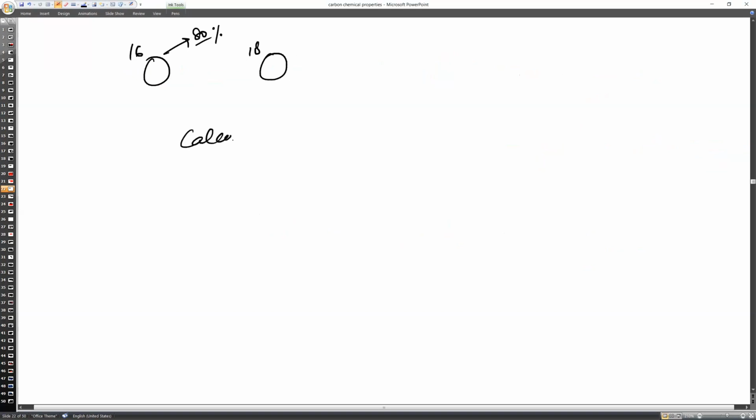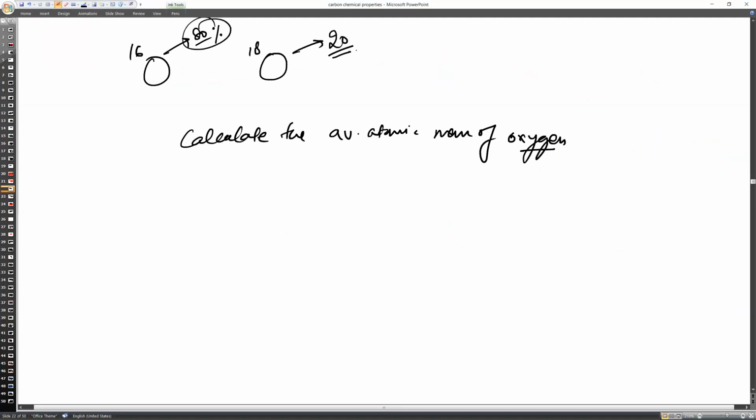Calculate the average atomic mass of oxygen. So you know that if this is 80%, then the other would be 20%. Because if something is 30, then another will be 70. If one is 40, then another will be 60, because the sum is 100. So if it is 80%, then the other will be 20%. Okay, got it. Now calculate the average atomic mass of oxygen.